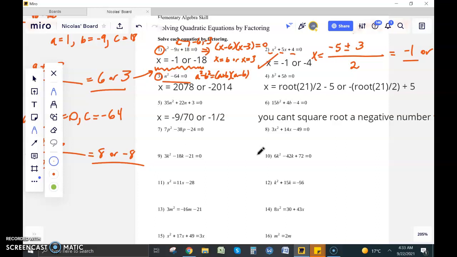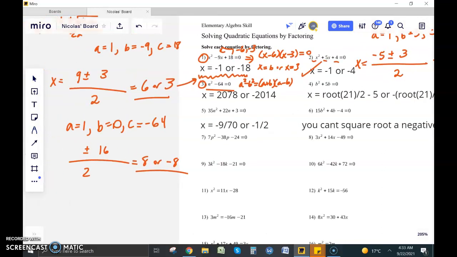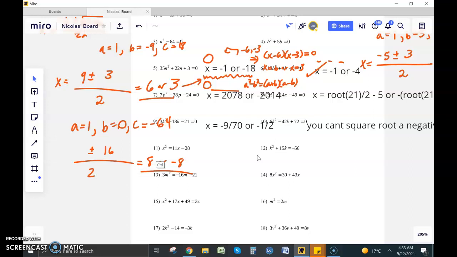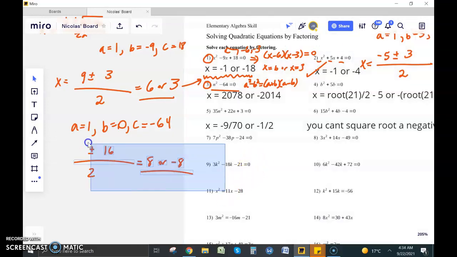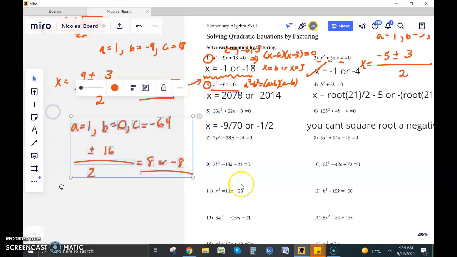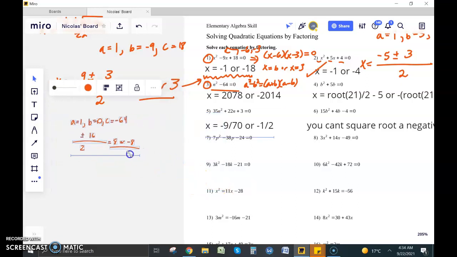And then looking at number 5, we would just do the exact same process. Find our A, our B, and our C. So let me minimize this a little bit to get some room.